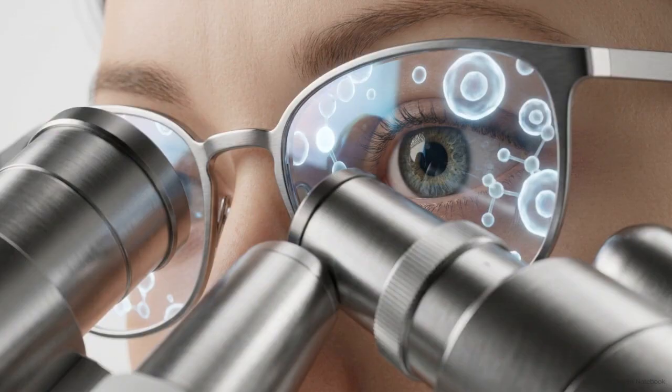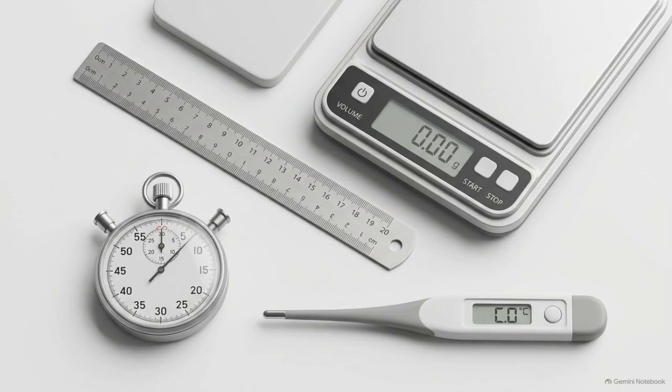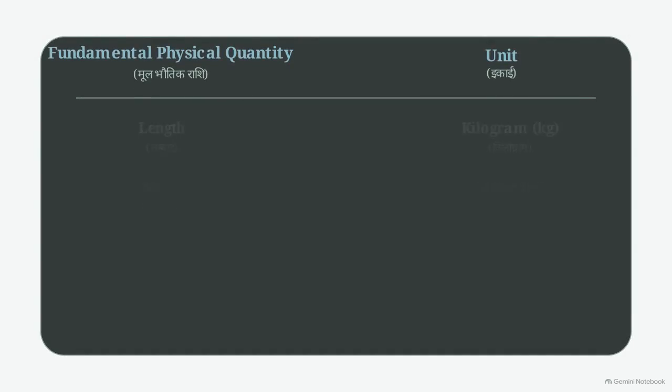To study all this life and matter accurately, simply observing it isn't enough. We need a shared language to measure it. In science, we use systems called physical quantities. This chart shows how we map fundamental physical quantities to their units.